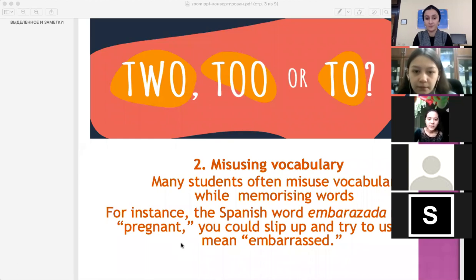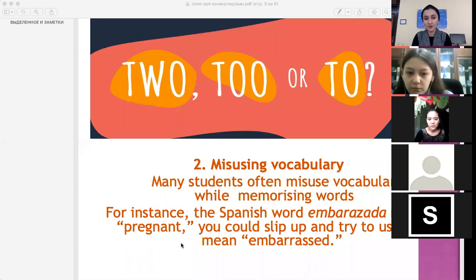Misusing vocabulary. Many students often misuse vocabulary while memorizing words. For instance, the Spanish word embarazada means pregnant. You could slip up and try to use it to mean embarrassed. So I think that sometimes many students use vocabulary that isn't in its meaning, that's not relevant to the context, you mean? Yeah. Okay.